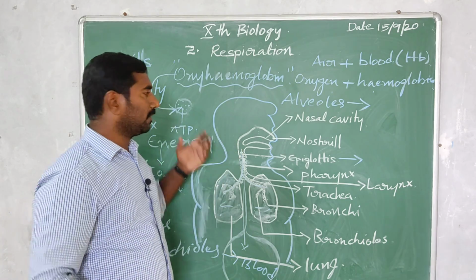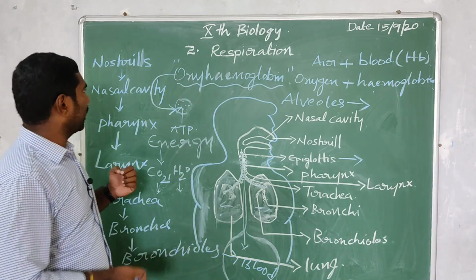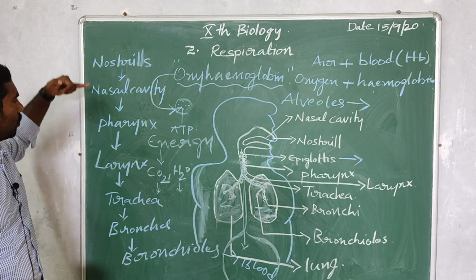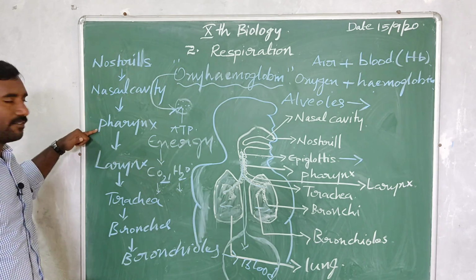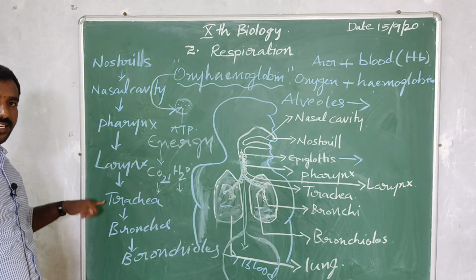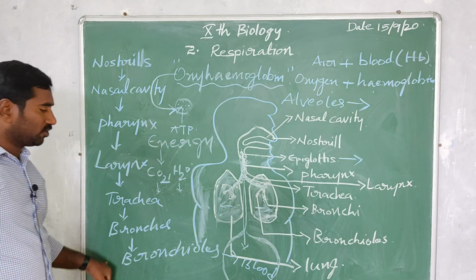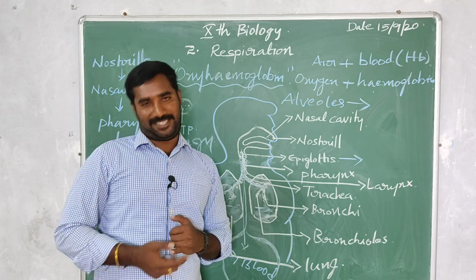Once again, the air pathway: first the air reaches the nostrils, nostrils to nasal cavity, to pharynx, pharynx to larynx, larynx to trachea, trachea to bronchi, bronchi to bronchioles, bronchioles to blood.